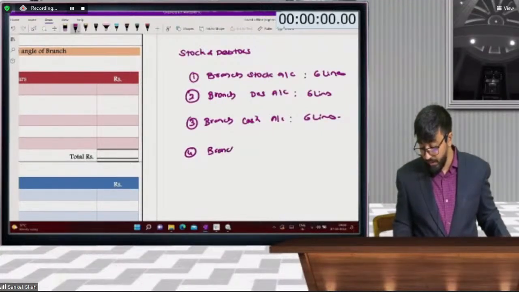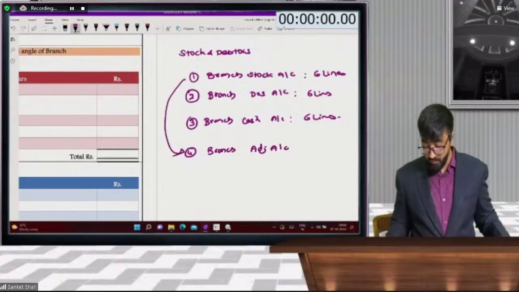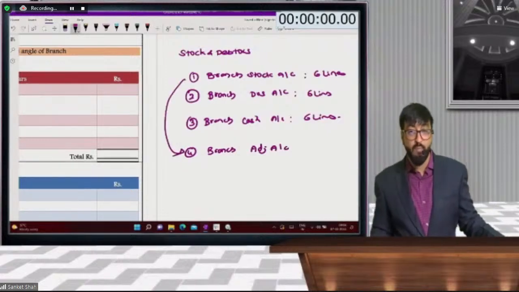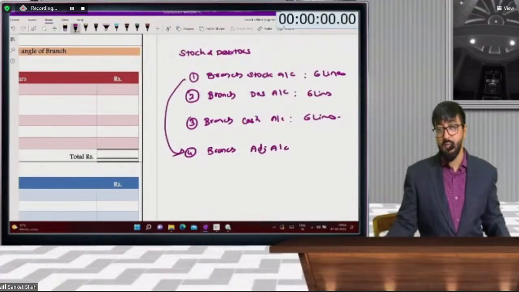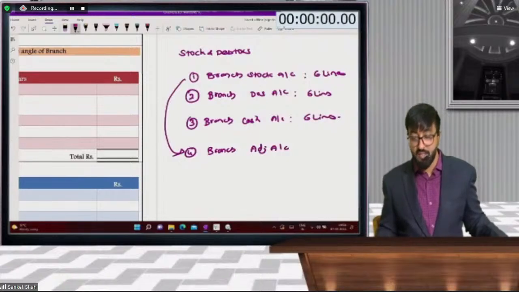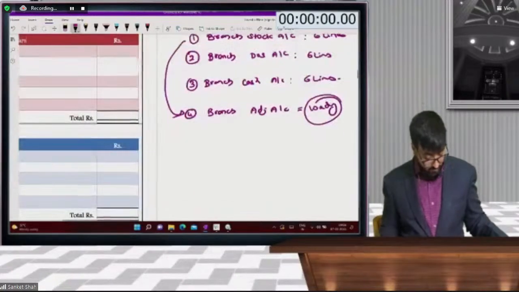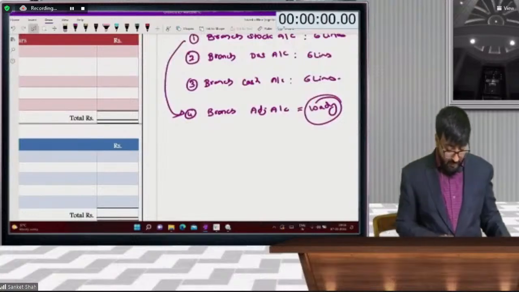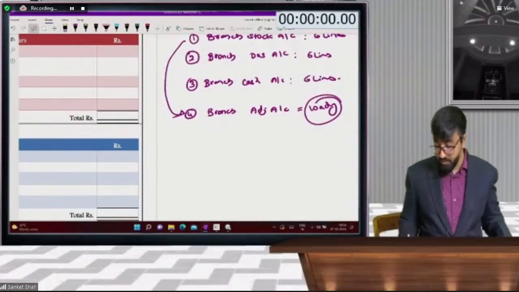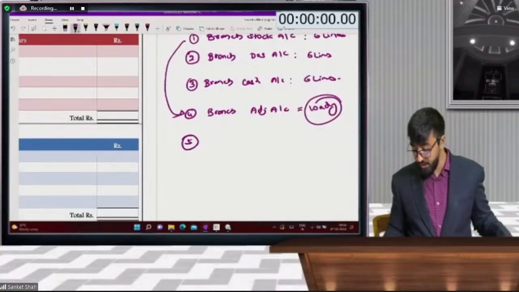Here, one important account is branch adjustment account, to cancel the loading of branch stock. So here, for the first time we are preparing branch adjustment account, only for loading calculation. Yes, beta, you can prepare in memorandum accounts in the exam also, Pujaji.